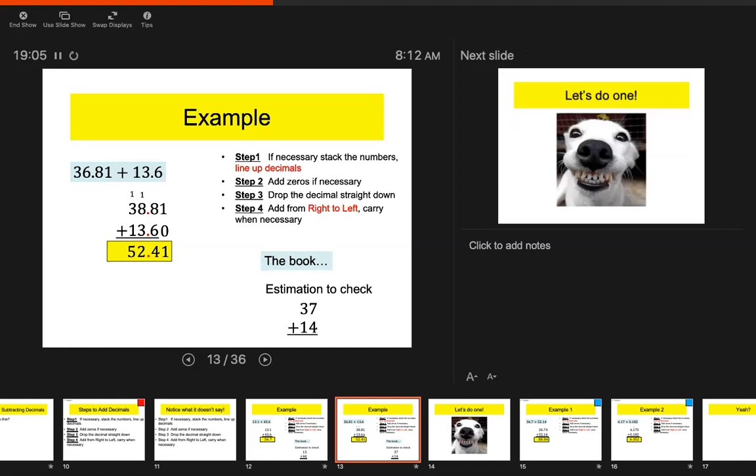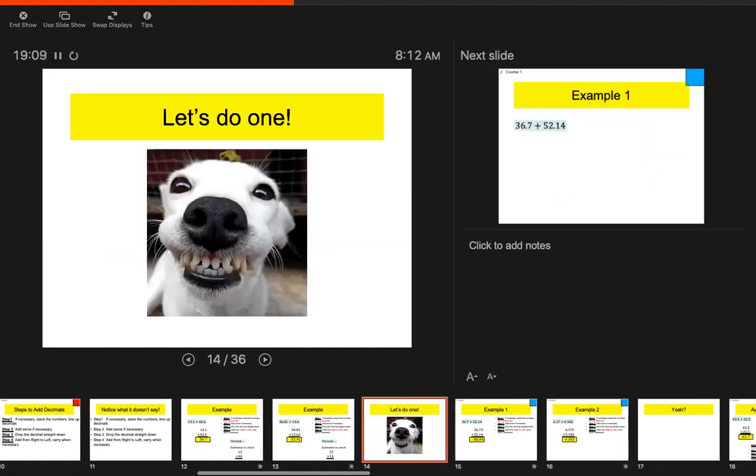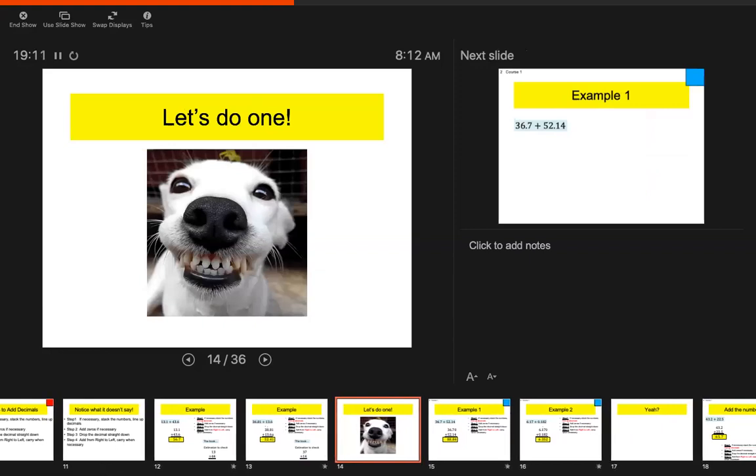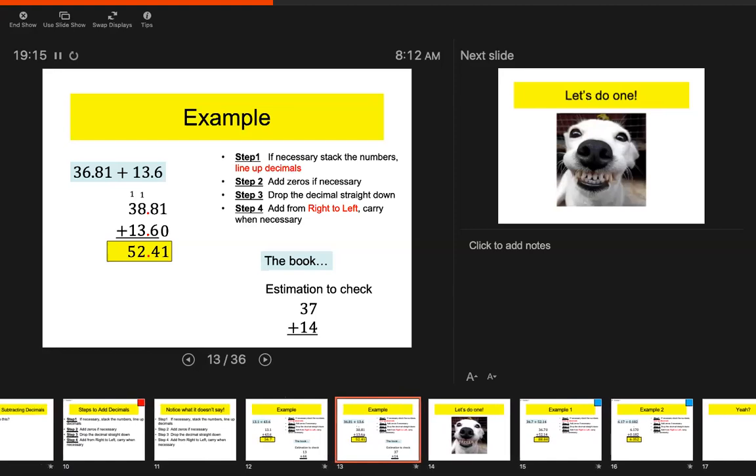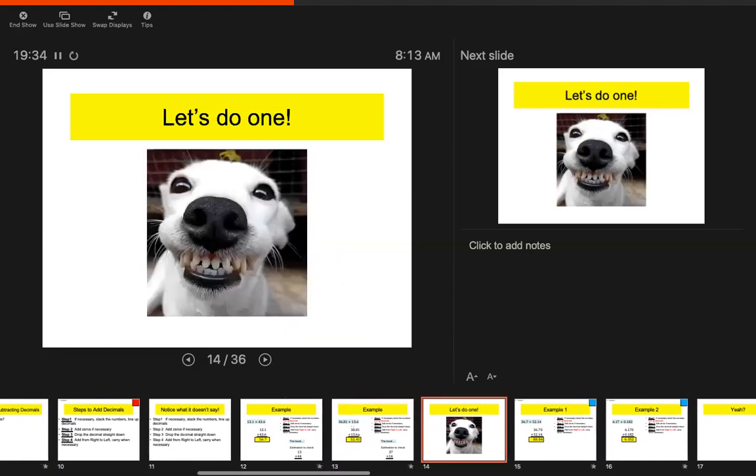All right, who's lost? No one? I better speed things up and let's do one. Yes? I was rounding 36.81 to the nearest ones place. No, this is just an estimation. This is not the answer. 51 is not the answer. 52.41, or 52 and 41 hundredths, is the answer. But the book would say, hey, estimate whether or not you got the answer correctly. Well, we just did.